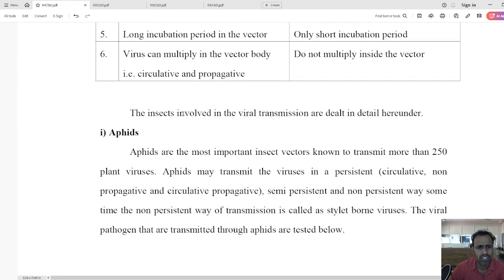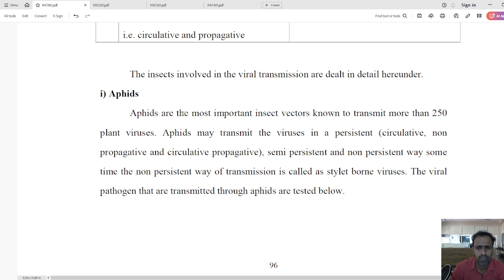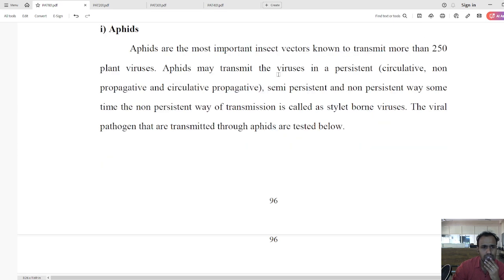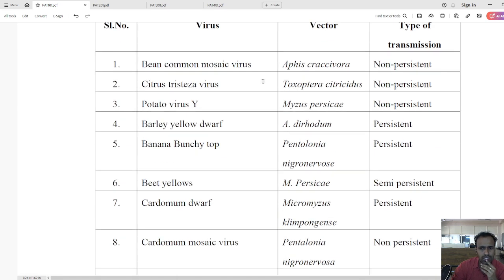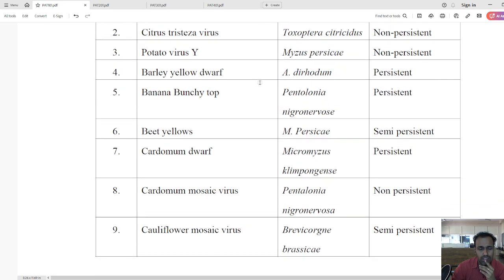This difference is not required. Major vectors, at least remember, aphids are the leading one. They can transfer more than 250 plant viruses. So many vectors are there.